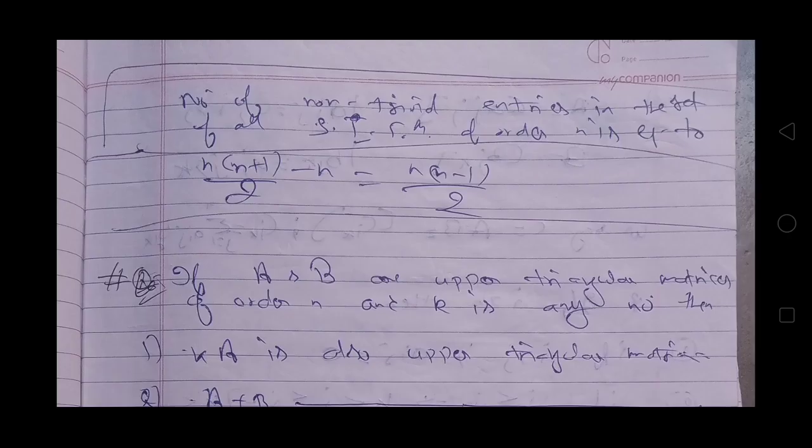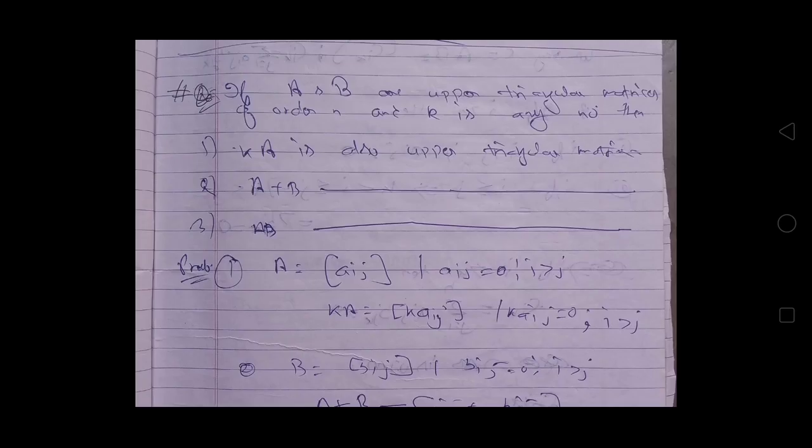The number of non-trivial entries in the set of all strictly lower triangular matrices of order n is equal to n into n plus 1 divided by 2 minus n, which is equal to n into n minus 1 divided by 2. All the process for getting this result has been mentioned for the strictly upper triangular matrices. You can go through this result from that.